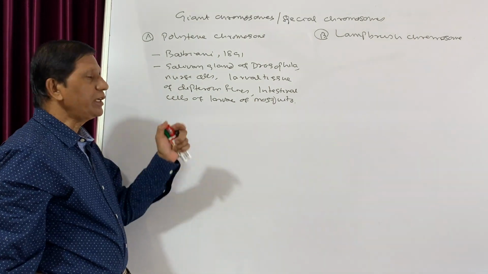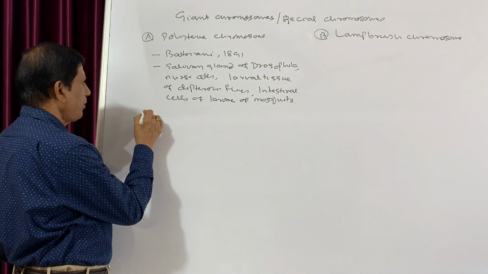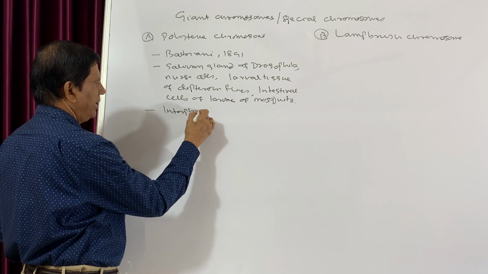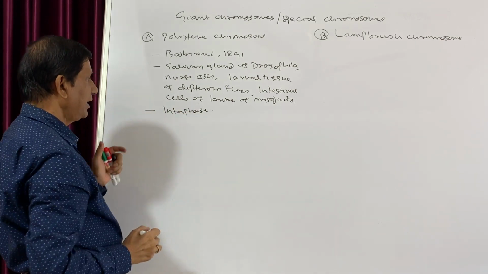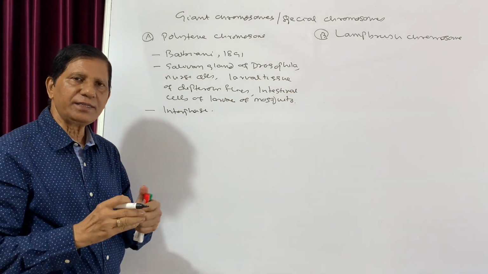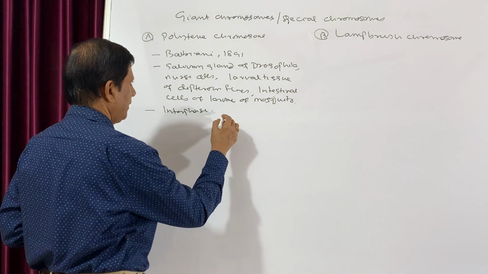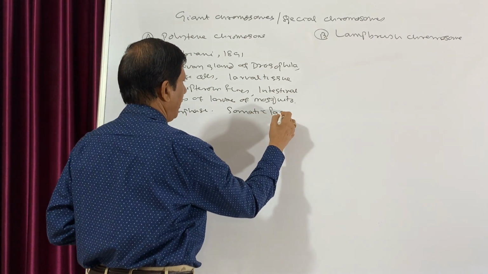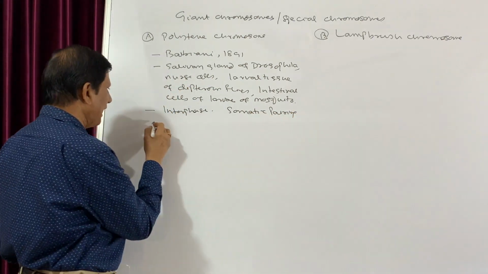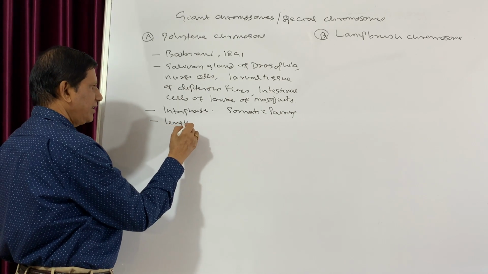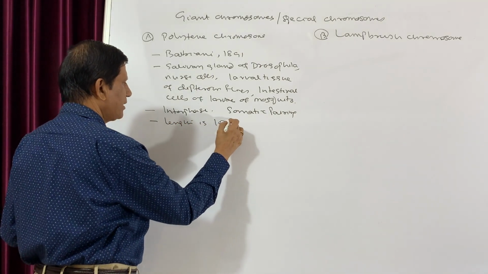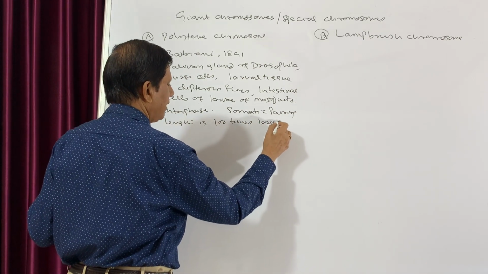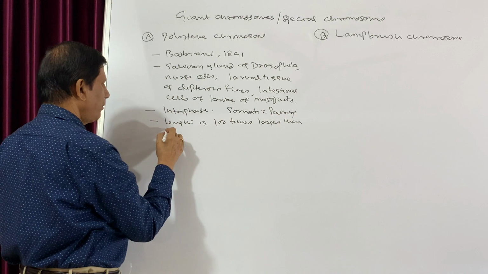Now these polytene chromosomes are special chromosomes present in the interphase stage. And usually they are in somatic pairing. They are always in a state of somatic pairing. And their length is 100 times larger than normal chromosomes.